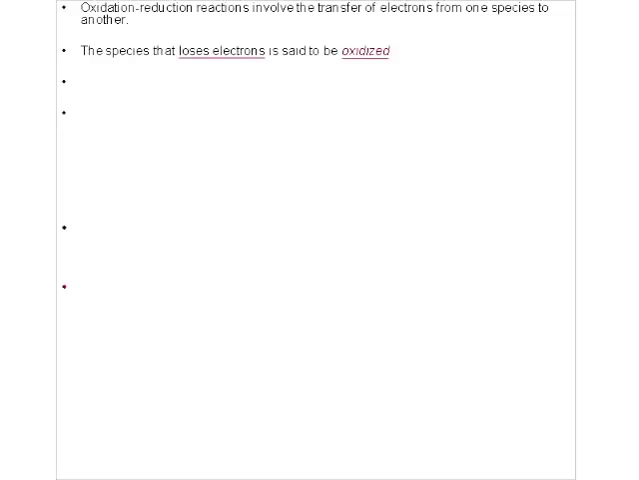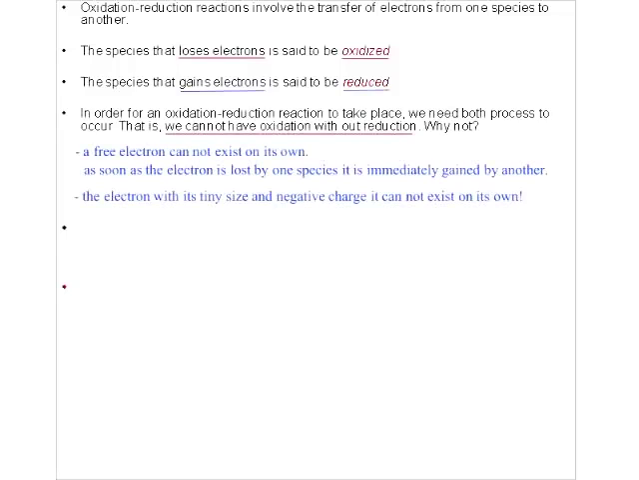We're going to refer to the species in the chemical reaction that loses electrons as the one that's oxidized, and the one that gains electrons is the one that's reduced. All right? So a loss of electrons is oxidation. Gaining electrons is reduction.